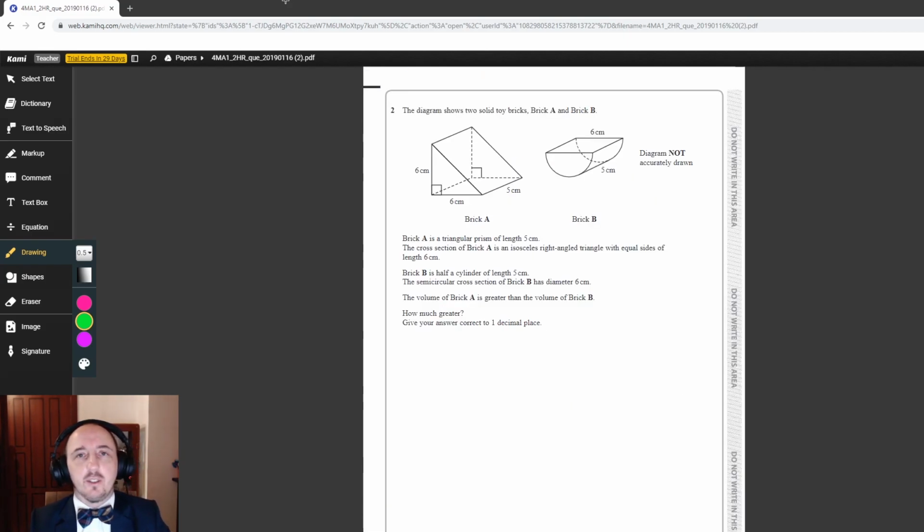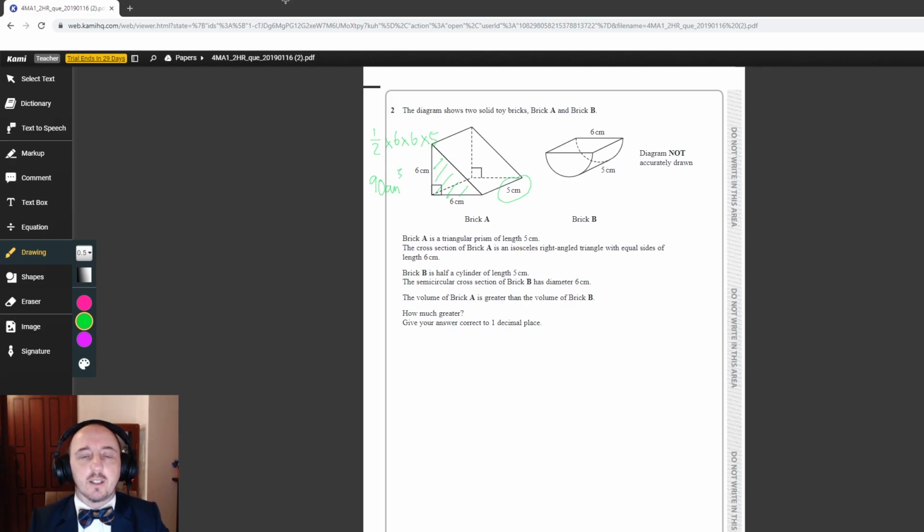For question 2, we have 2 blocks, and we have to work out the difference between them in terms of their volume. So we're going to work out the volume of brick A, which is going to be a half the cross-sectional area. So we're going to work out the face here, which is a triangle, so half 6 times 6. And then we multiply that by how far it goes back, so times 5 to give us 90 centimeters cubed.